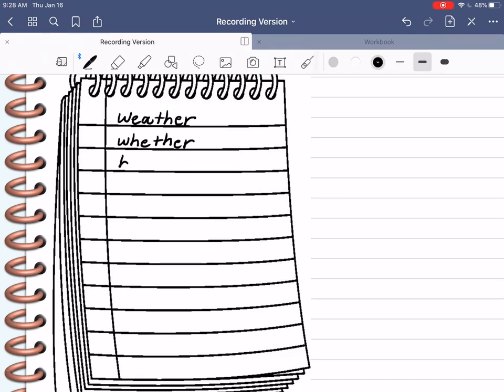And then we have blizzard. Blizzard. Pleasant. Extreme. Occasional. Harvest. Humidity.